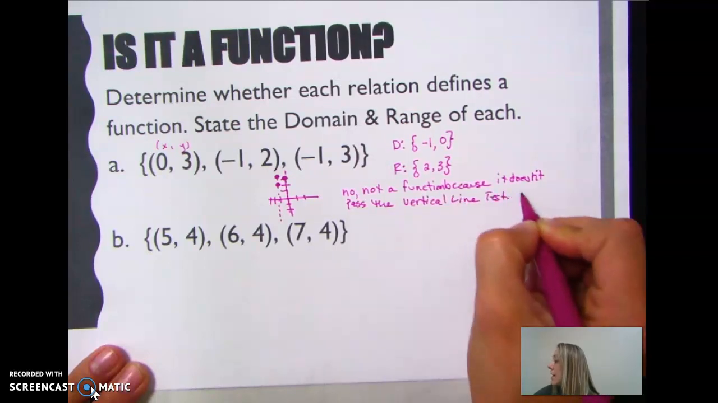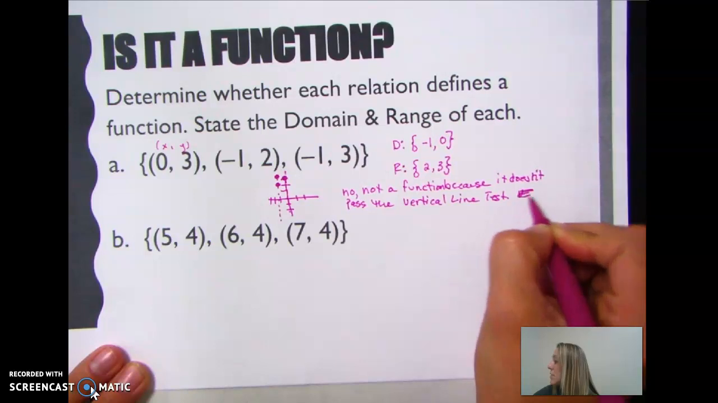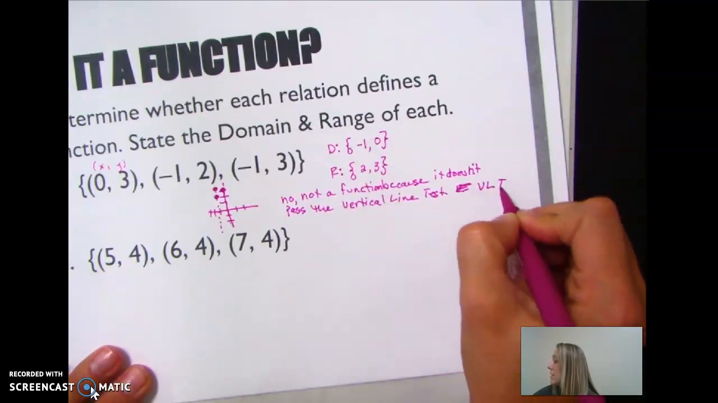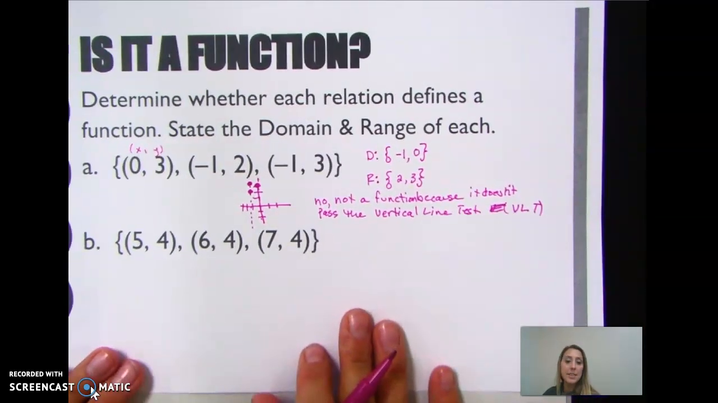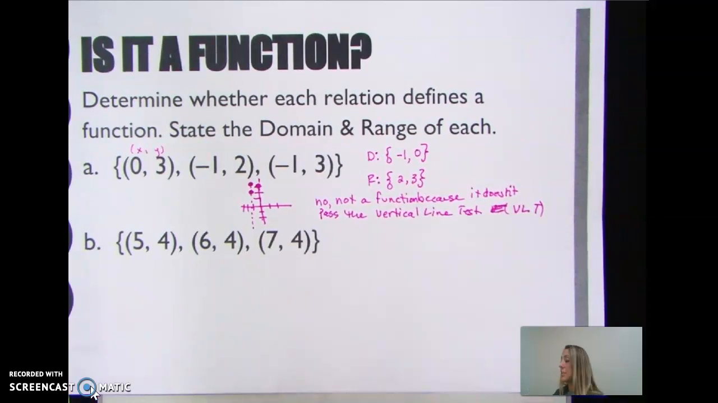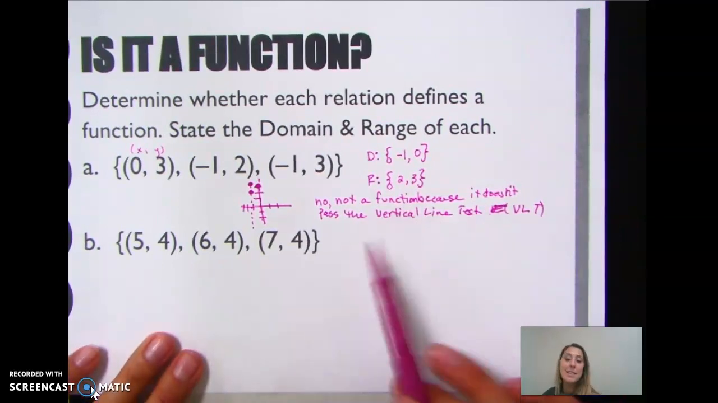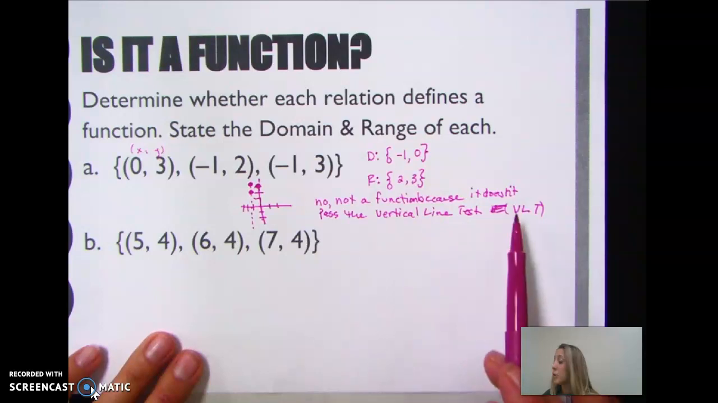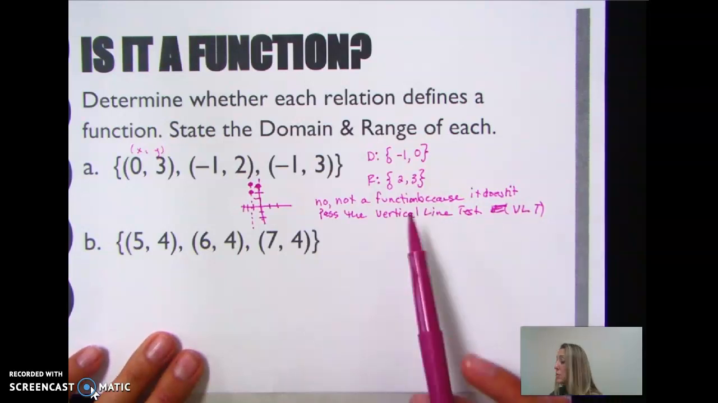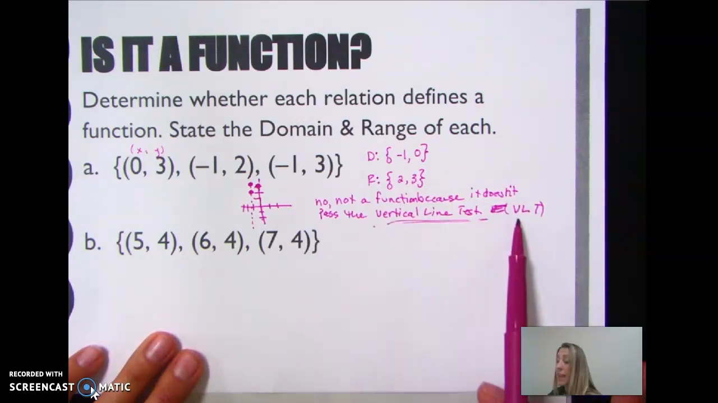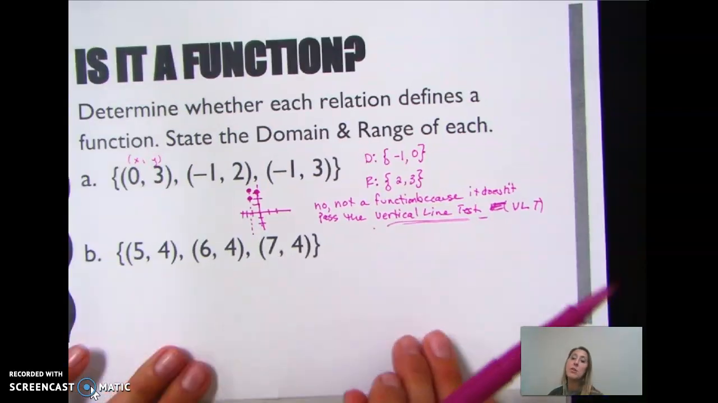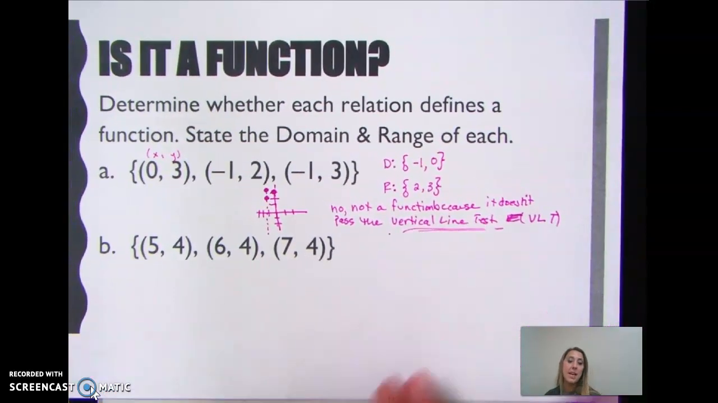So on your test, I'm going to expect that you say, no, not a function, because it doesn't pass the vertical line test. Or you could put VLT. In your notes, I would write all of this and the abbreviation so that when you look back in a couple of weeks when we take the test, you'll be able to remember what VLT stands for.